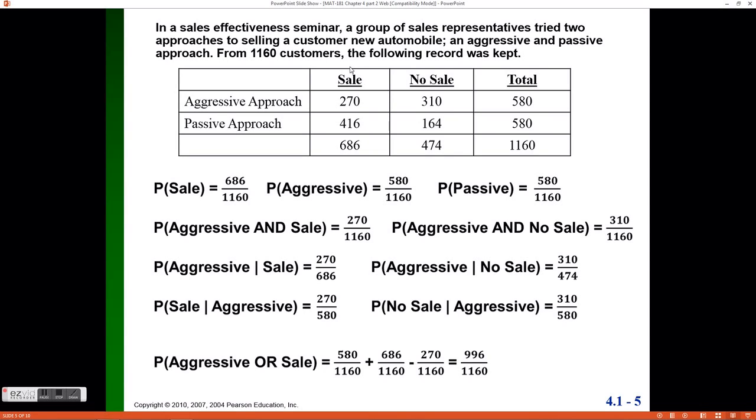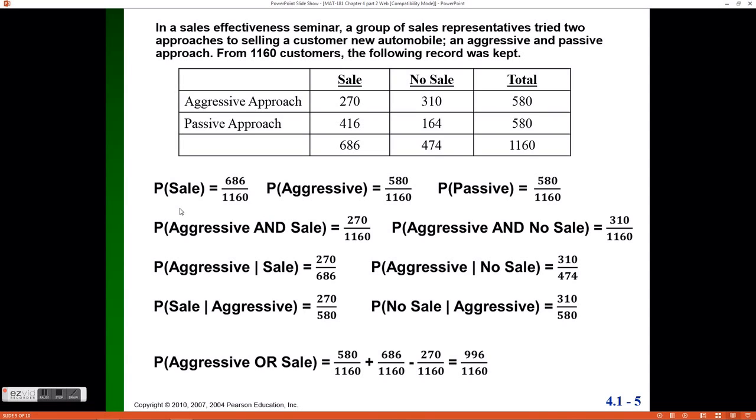We can also look at this table vertically, looking at column totals. So the column total for the first column is 686, which is the total number of customers that bought a car, combining both approaches. And there were 474 customers who did not buy a car, again combining from both approaches used. These two totals are the same 1160 customers.